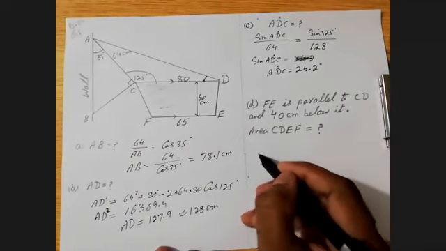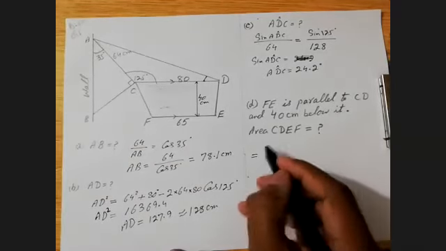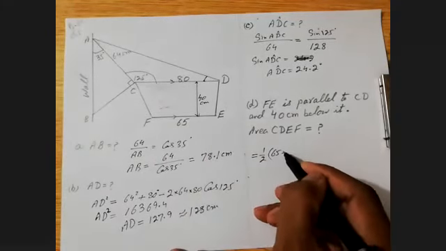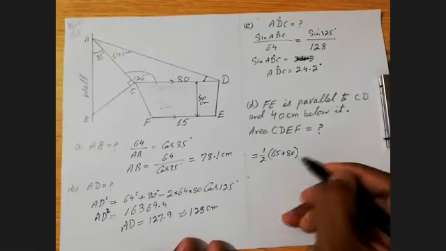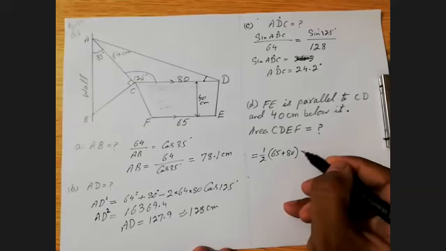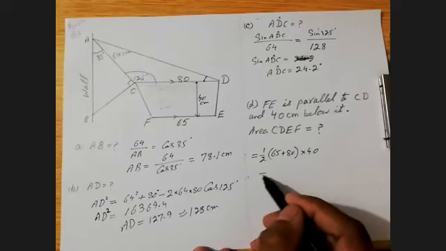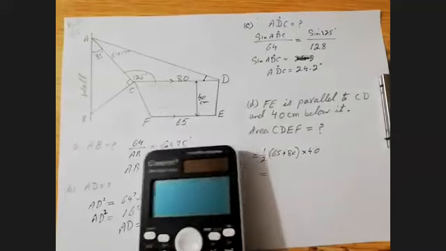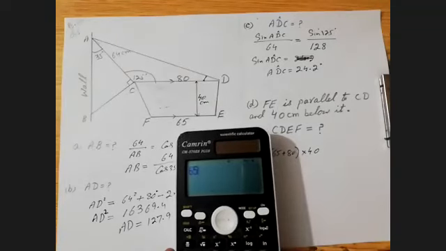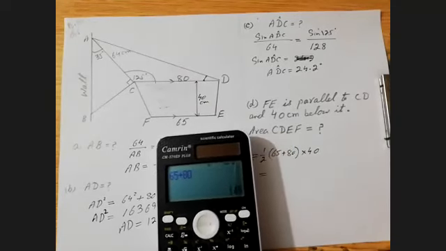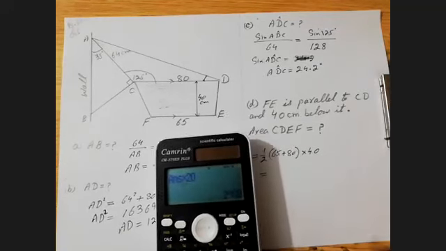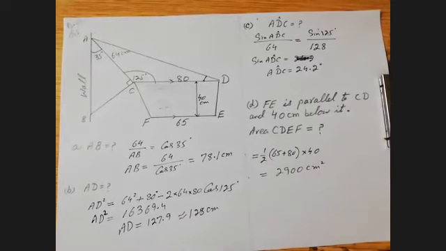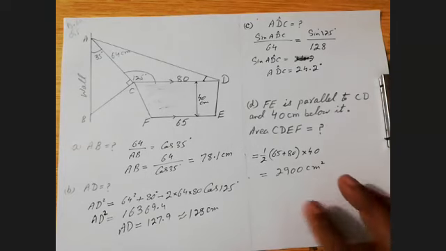So you can apply the area of a trapezium: half into the sum of parallel sides into height. So 65 plus 80 multiplied by 20, I got 2900 centimeter square. So this is the answer of this part.